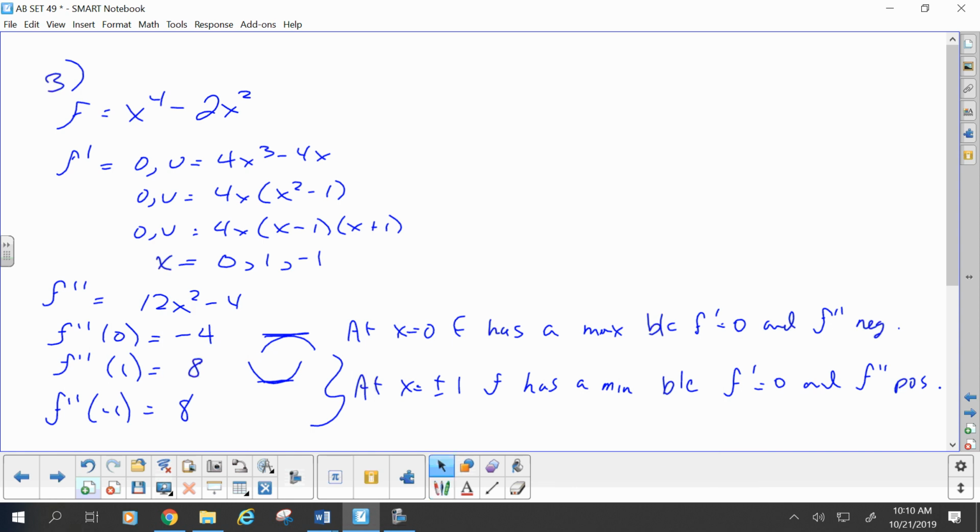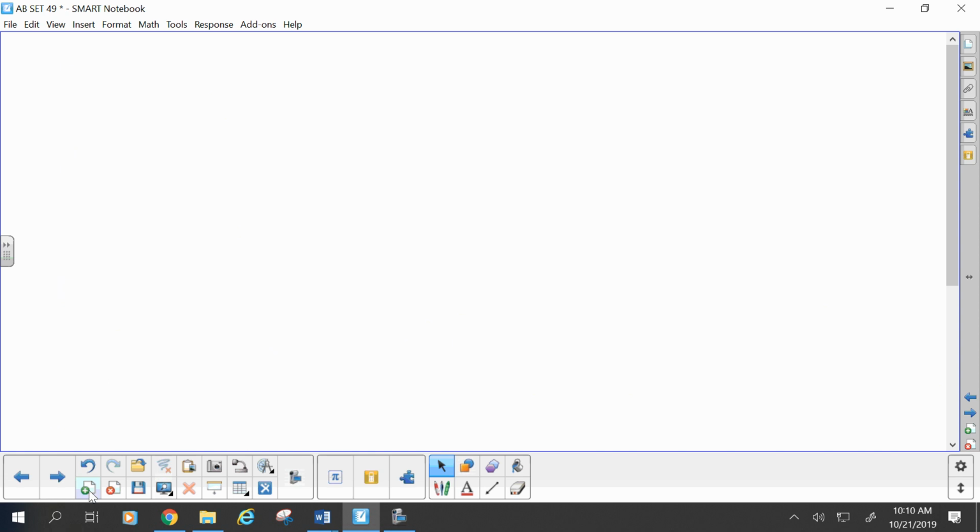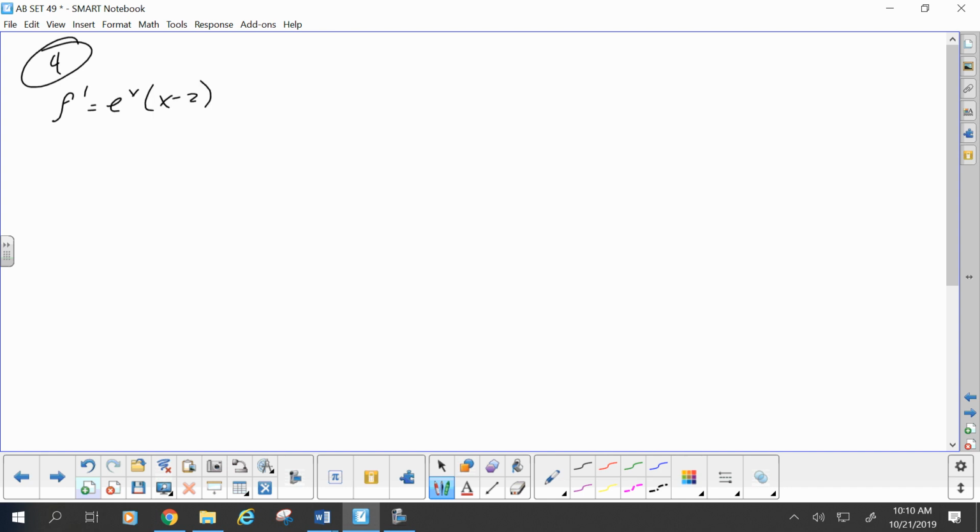Okay, 4. Find any inflection points of... Oh no, that's the replacement. Sorry. Let's just check your work here. So how do I find inflection points?